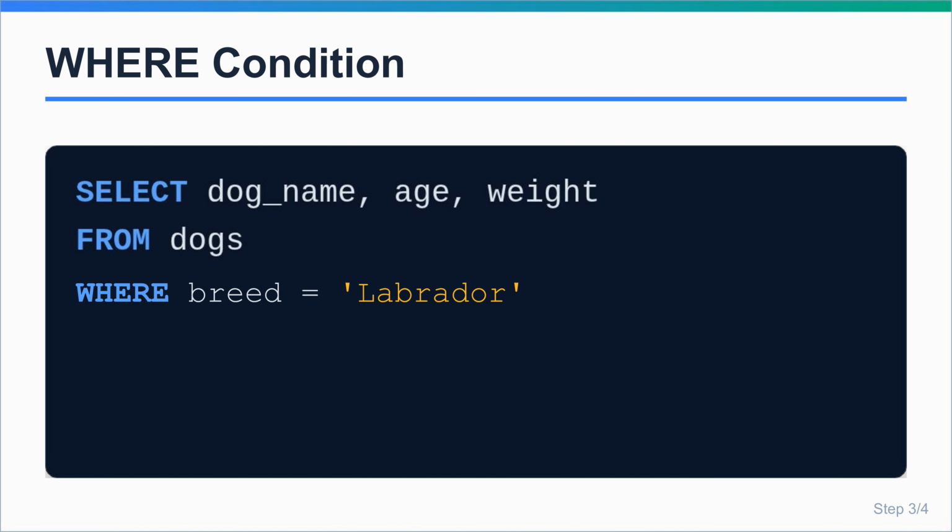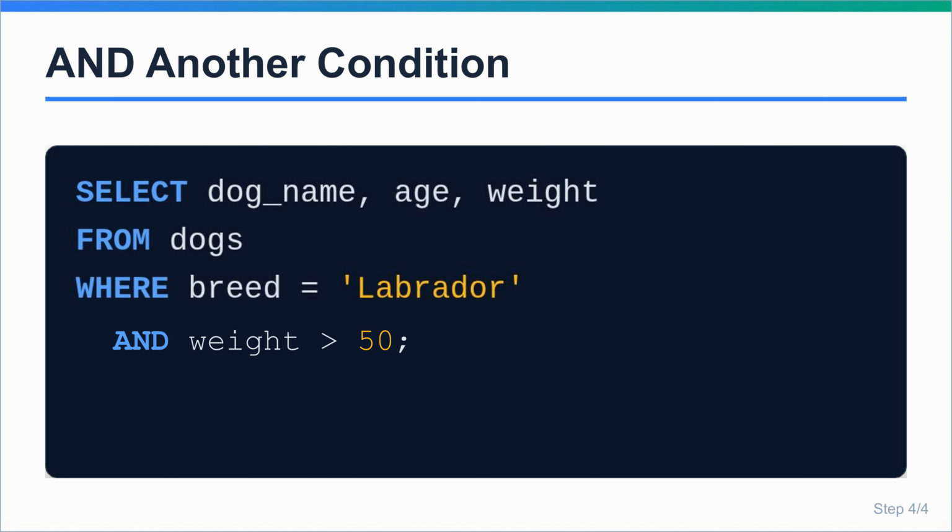Now it's time to filter the data. The question asks specifically for Labradors, so we add a condition that keeps only rows where the breed is Labrador. This is where the where clause comes into play. It lets us narrow down the table, so we only get the dogs we care about. But we're not done yet. There's one more condition. The question also says the dog must weigh more than 50 pounds.